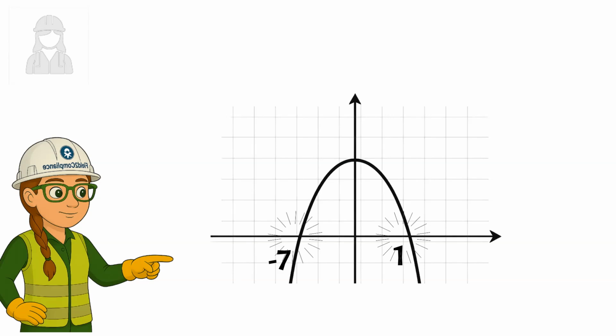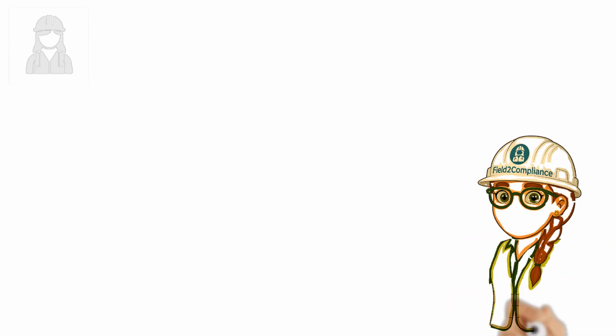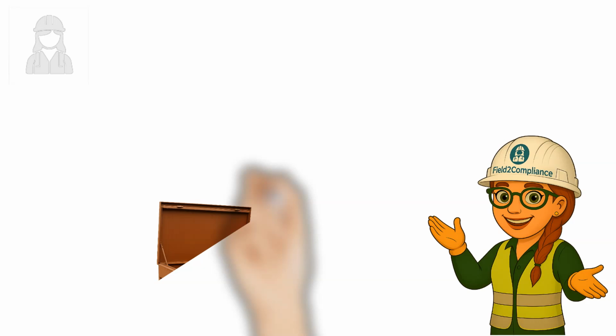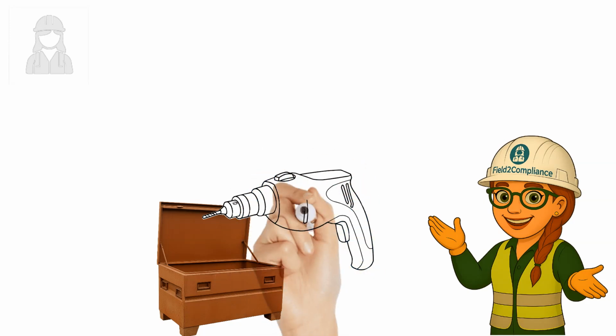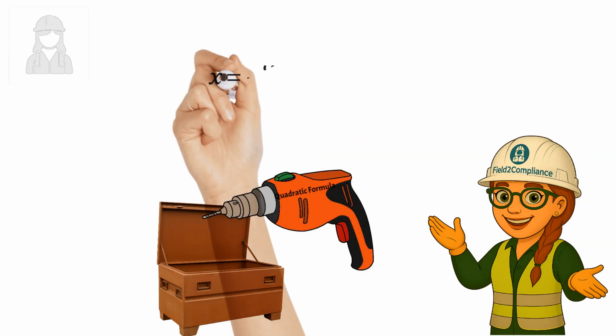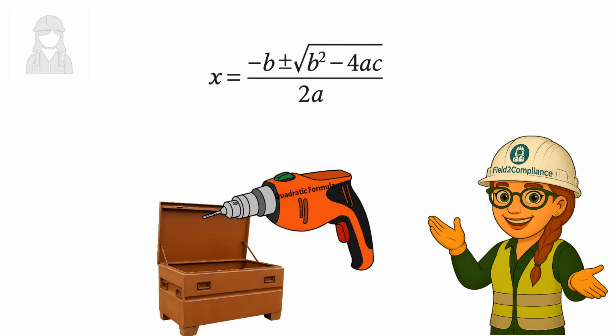Completing the square worked because it transformed the equation into something we could solve with square roots. Finally, the quadratic formula, the power tool of quadratics. The formula is x equals -b plus or minus the square root of b squared minus 4ac all over 2a, meaning divided by 2a.